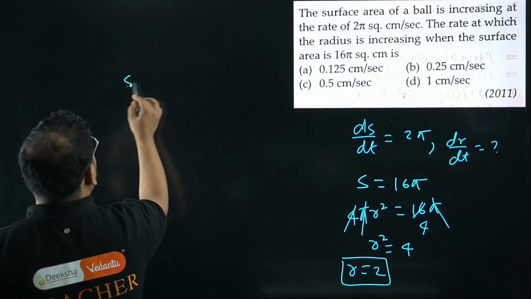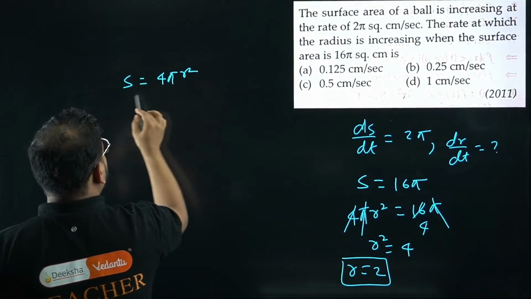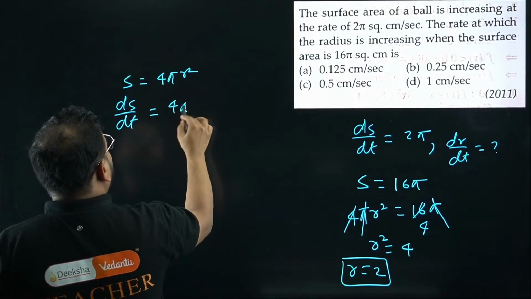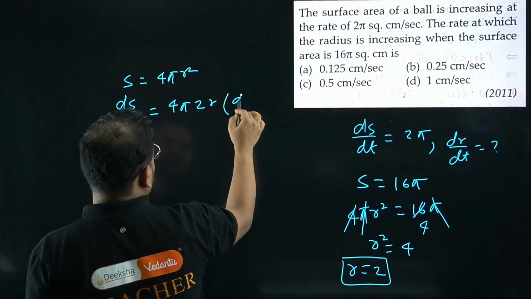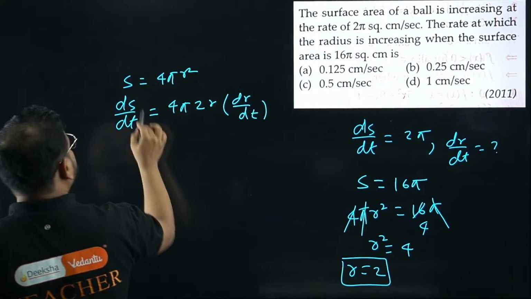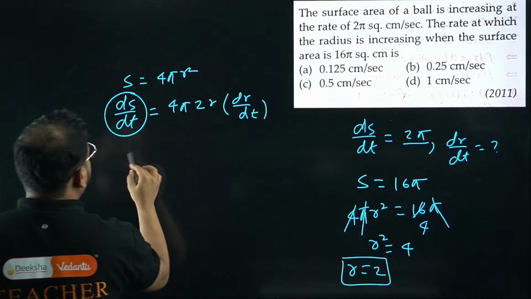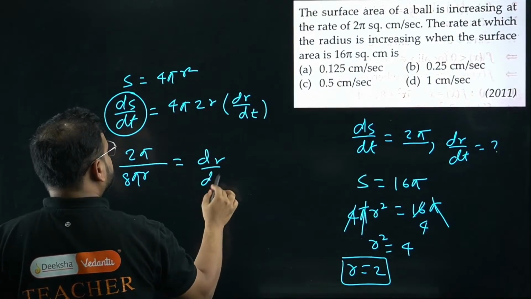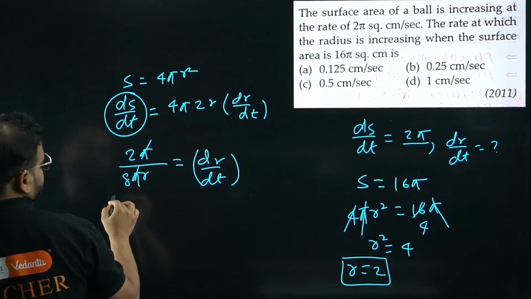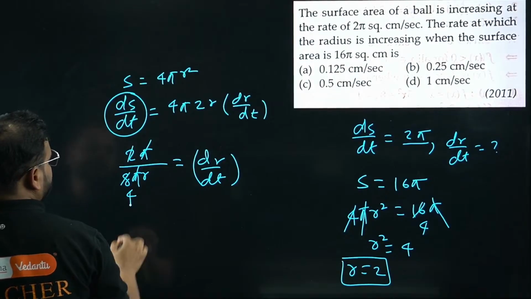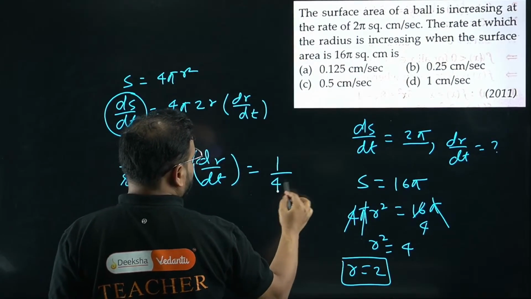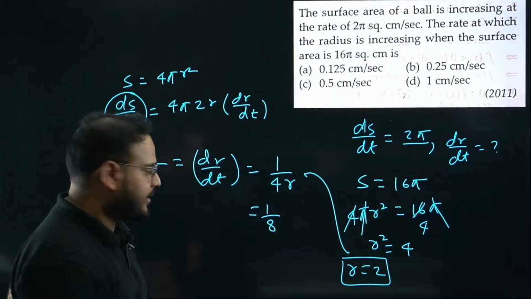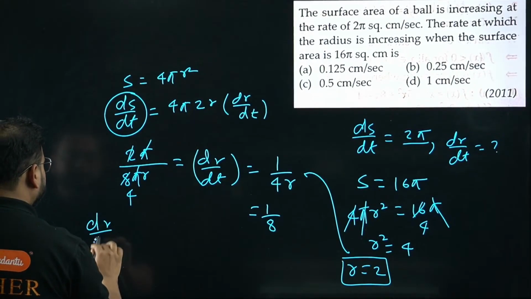Let's apply now. I have S equals 4 pi r square. Differentiate this. I'll have dS by dt as 4 pi into 2r into dr by dt. How much is this given as? This value is given as 2 pi. Right here, 2 pi divided by 8 pi r equals dr by dt. Pi cancels. I'm getting dr by dt as 1 by 4r. What is r value? Put here, 1 by 4 into 2, that is 1 by 8. Please check, I'm getting dr by dt as 1 by 8.